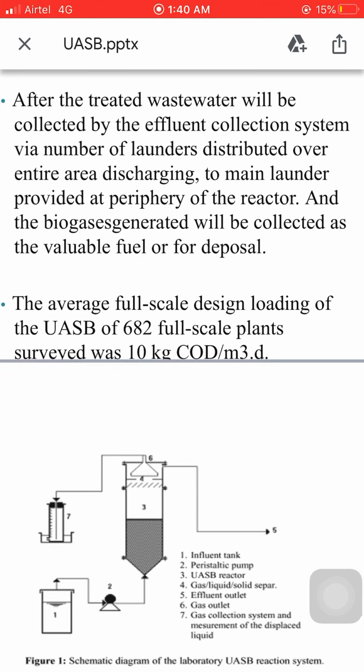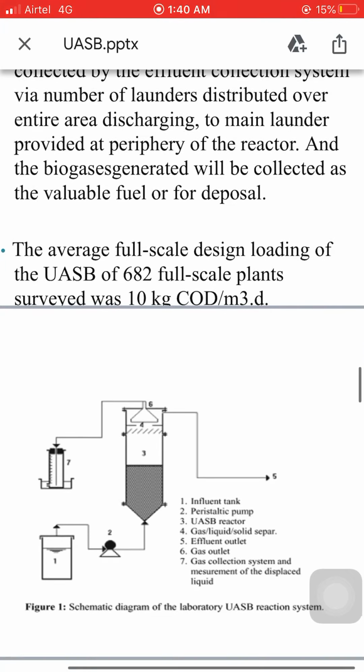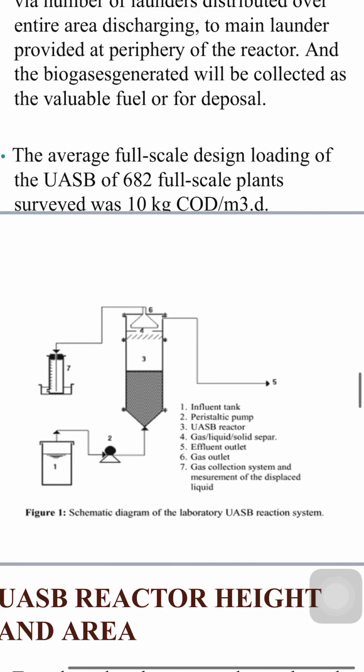The biogas generated will be collected as a valuable fuel for distribution. From the methane in the generated biogas, we can produce a biofuel. The average full-scale design loading of the USB, as surveyed in 6 to 8 full-scale plants, is 10 kg of COD per cubic meter per day.